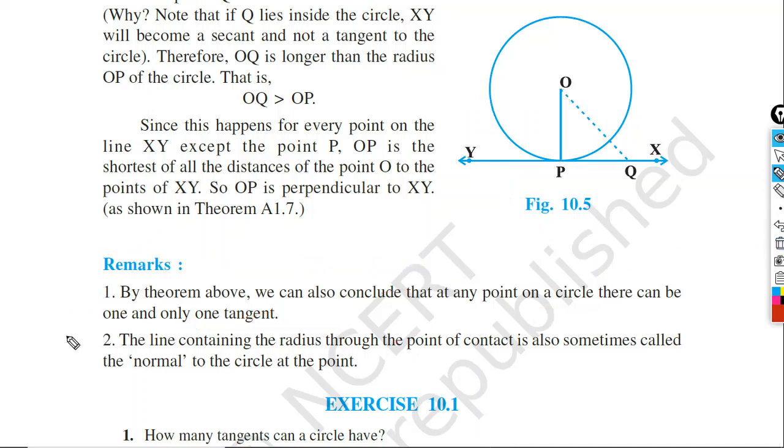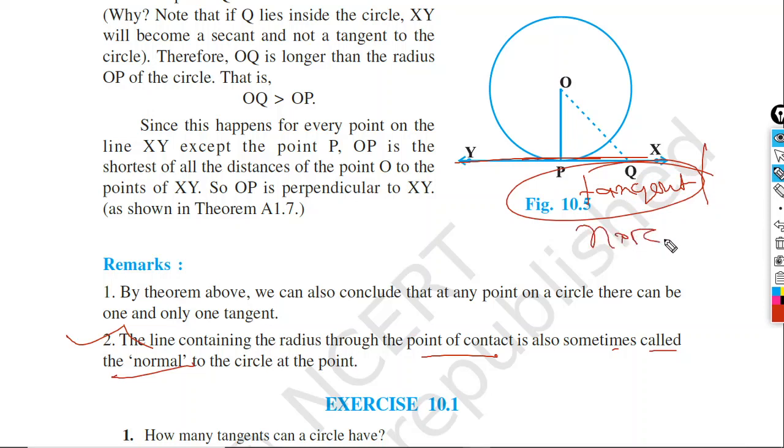Another remark: the line containing the radius through the point of contact is also sometimes called the normal. That means this line XY is called the tangent. In other words, we can call the radius line the normal. This is what it is saying.